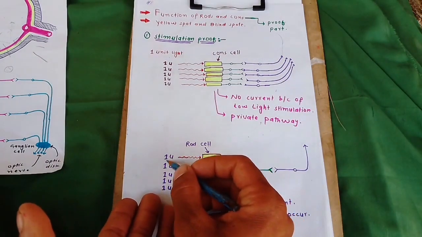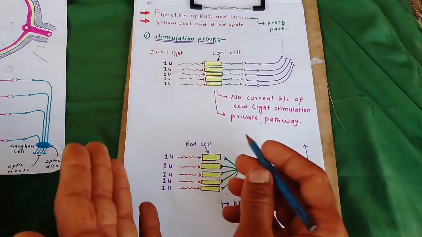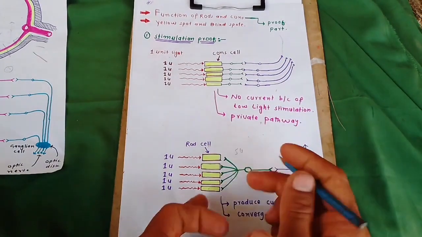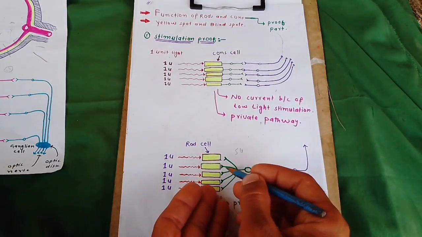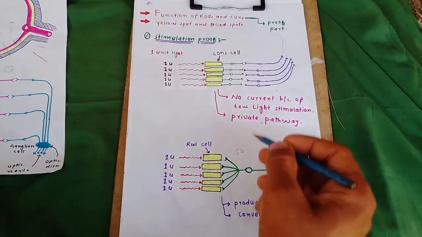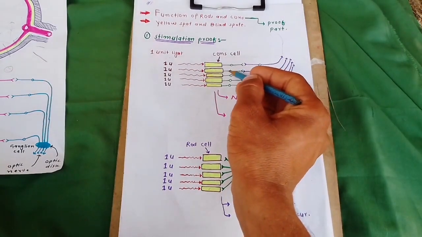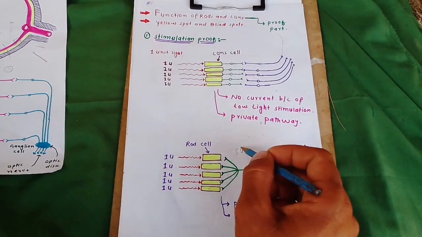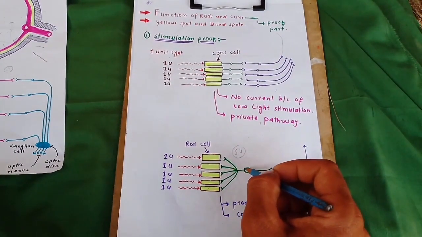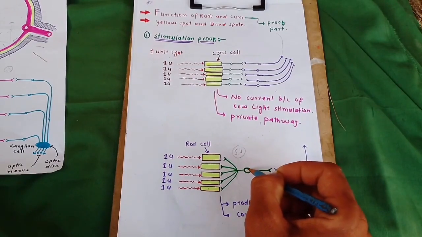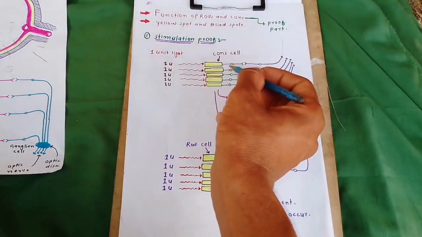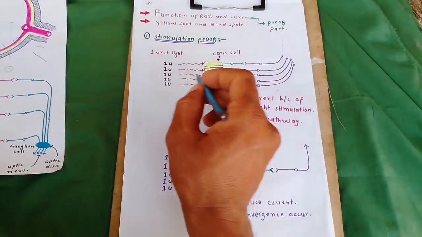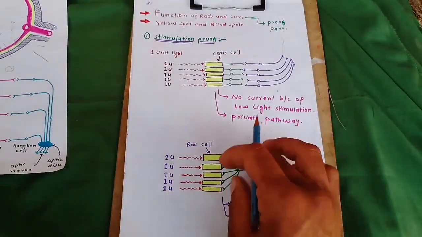So when one unit of light falls, convergence occurs, so it may stimulate the bipolar cell. Here the bipolar cell is stimulated because the light units from several rods are collected onto this one bipolar cell. But in the cone pathway there is only one unit, so no current is produced because of the low light stimulation. This is the private path, and this is the convergence path.